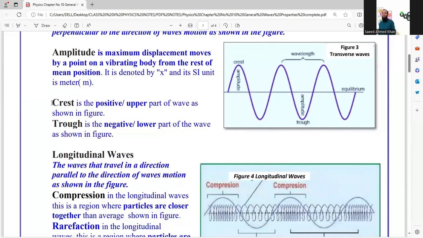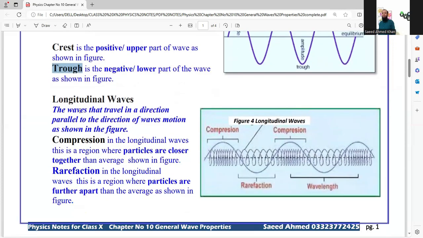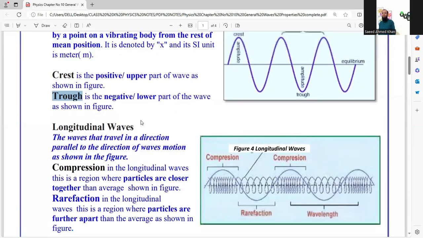Now another type of wave. For this, I am going to explain the figure first. This type of wave is called longitudinal waves. The longitudinal waves are different from the transverse waves. You can see here there is a spring shown, and there is a part which is close together, that is called compression. And the second part, having some distance between, is called rarefaction.